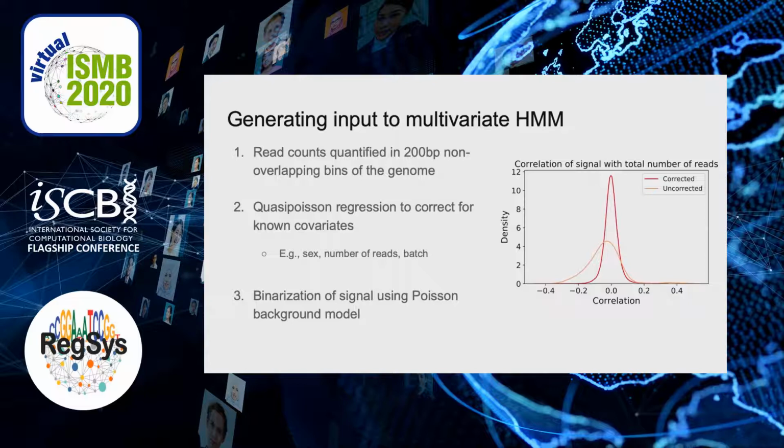The plot on the right shows an example of how the correlation between the signal and the number of reads in a library gets closer to 0 after applying this correction. The correlations are computed across individuals, and each line shows the distribution of the correlations over bins in the genome. After the correction step, we binarize the signal using a Poisson background model, similar to the traditional ChromHMM framework.